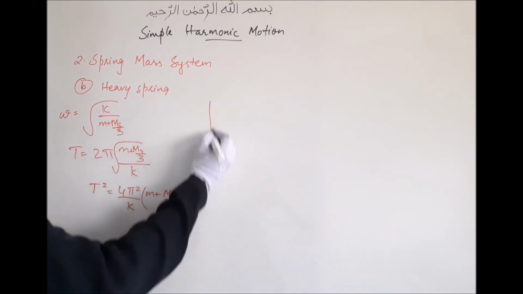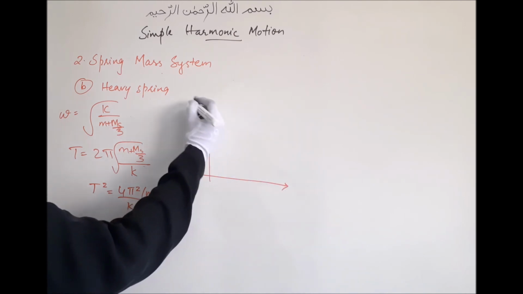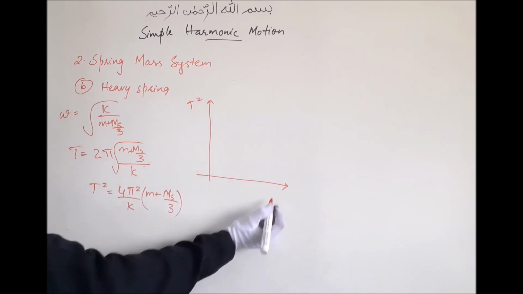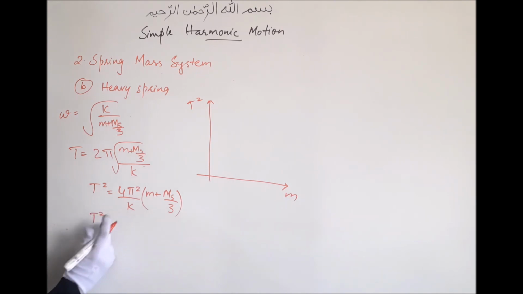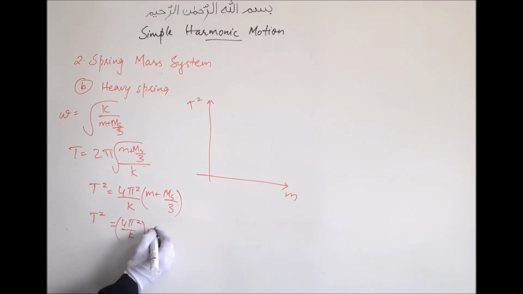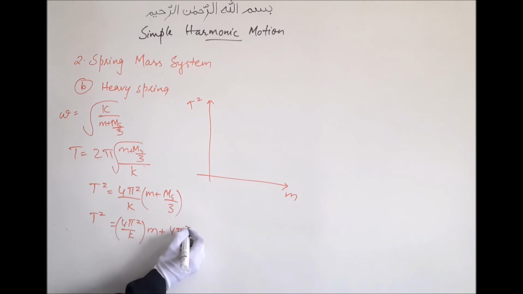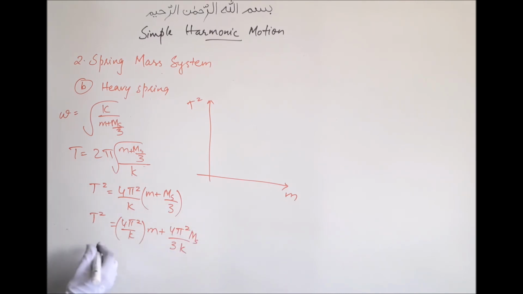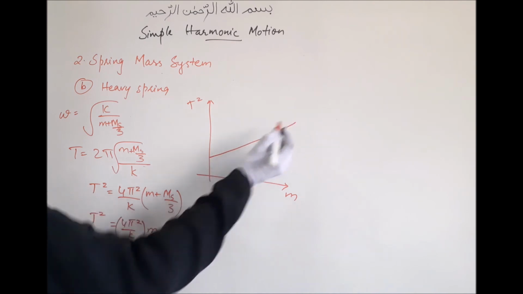Now if I plot between T squared and m, I can write this in the form y is equal to mx plus c. Y is equal to 4 pi squared upon k into x plus c, where c is 4 pi squared by 3 ms upon k. So this is y is equal to mx plus c, which is the slope and the intercept. We will get a straight line.